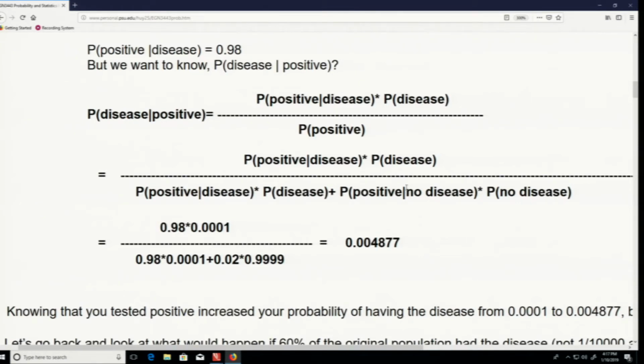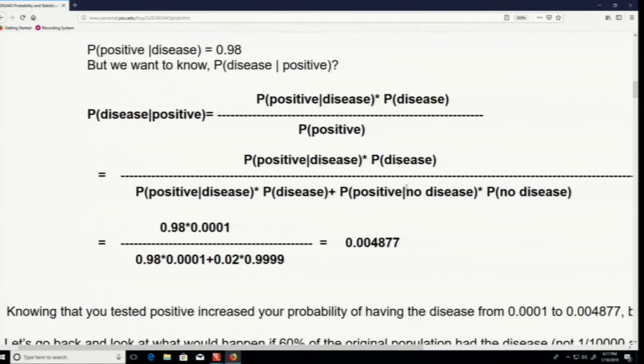So this conditional probability, given positive, what's the probability of having the disease? It equals the probability of positive given disease, multiplied by the probability of having the disease, and then divided by the probability of positive. Agree? This formula is okay, right? Because positive is in the denominator, so that's given. This is the definition of the conditional probability.